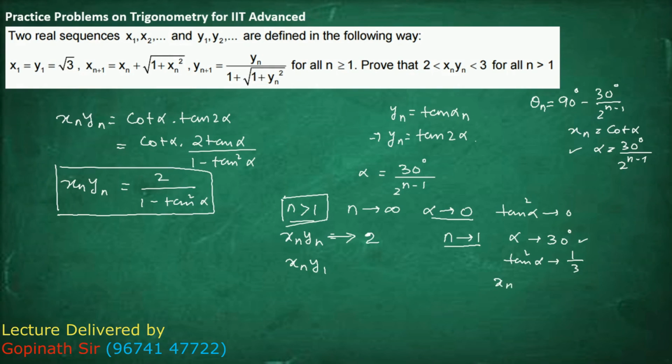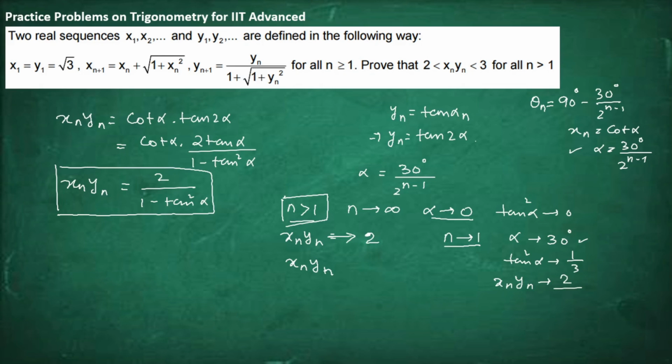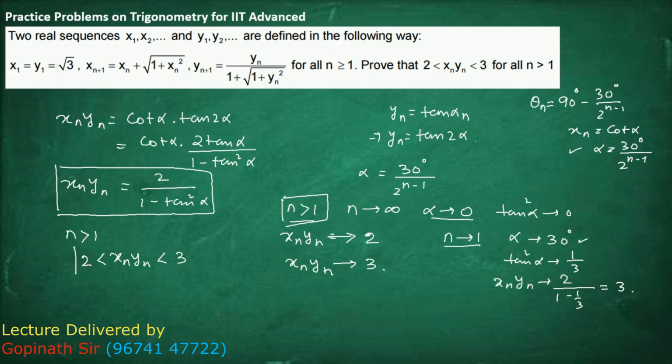So your xn yn is tending towards what? 2 divided by 1 minus 1/3. That gives you 3. Yes or no? Okay. Therefore, xn yn is then tending towards 3. So what we can say? We can say that when n is greater than 1, your xn yn is greater than 2 and less than 3. Is it clear?